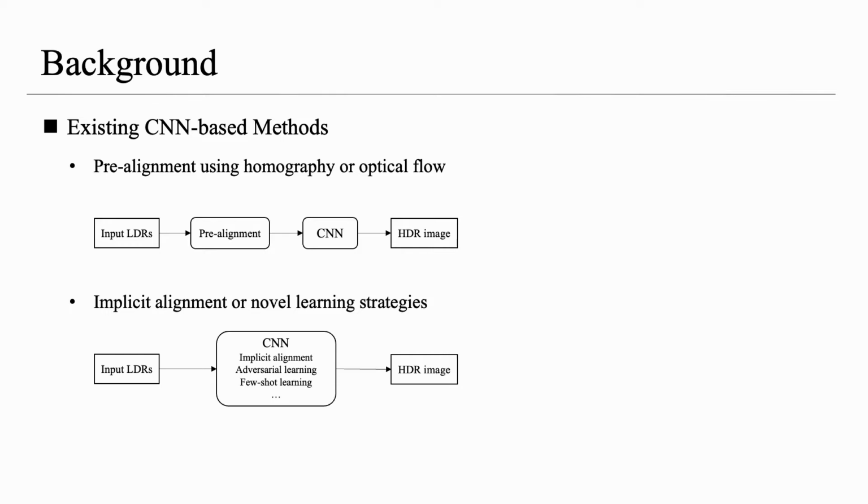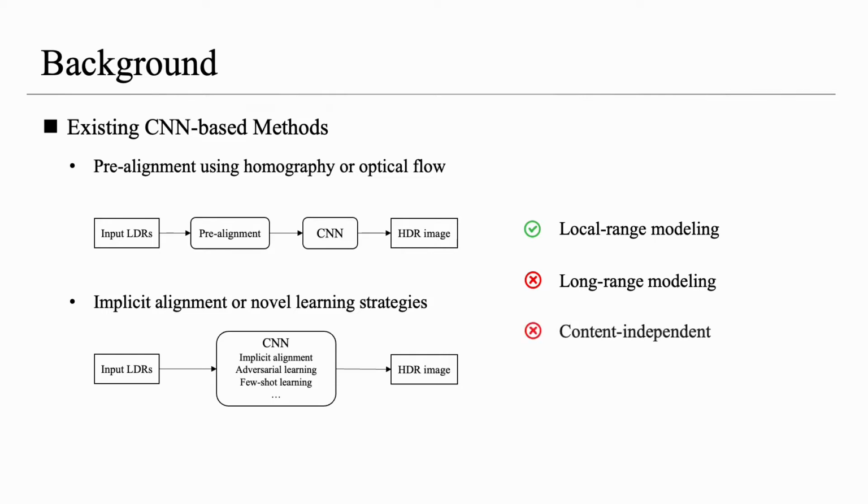We attribute the reason to the intrinsic locality restriction of convolution. CNN needs to stack deep layers to obtain a large receptive field and is thus ineffective to model long-range dependency. Moreover, convolutions are content-independent as the same kernels are shared within the whole image, ignoring the long-range intensity variations of different image regions.